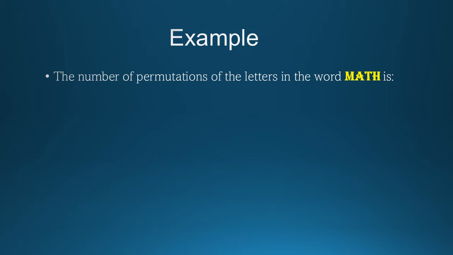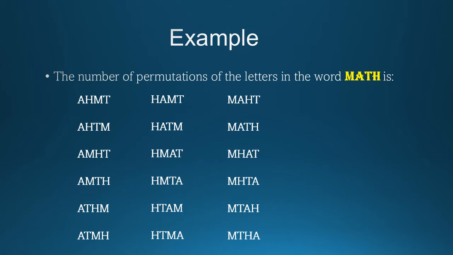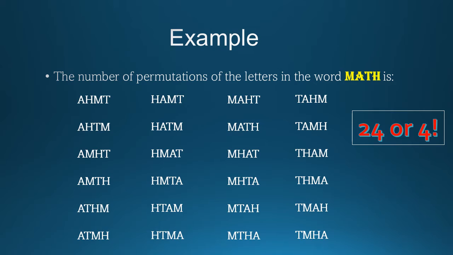If I have the word math, what's the number of permutations of the letters in the word math? And keep in mind the word math has 4 distinct letters. So let's see what the permutations are. And if I count the permutations, they are 24, or the same as 4 factorial.